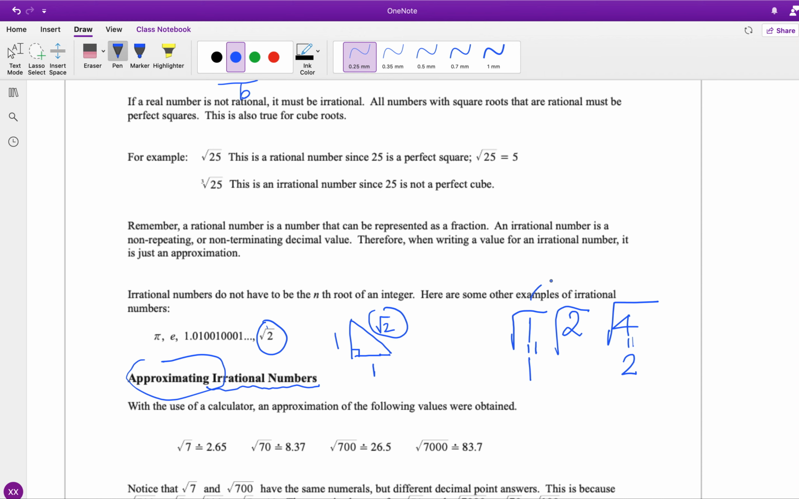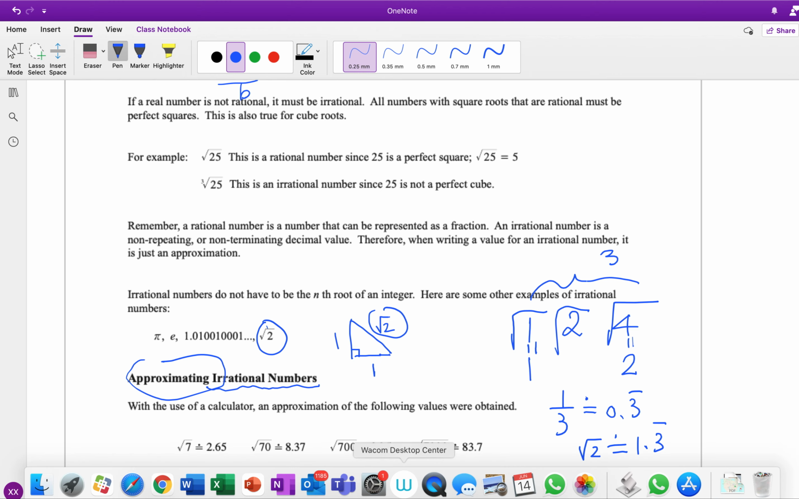Now from 1 to 4, how many spaces are there? There are 3 spaces, right? 4 subtract 1 is 3 spaces. And then from 2 to 1, that's 1 space. So 1 over 3 is approximately 0.3 repeating. So the root of 2 could be approximately 1.3 repeating. Well, that is good enough, right?